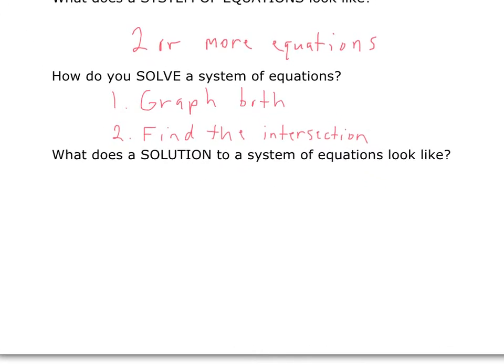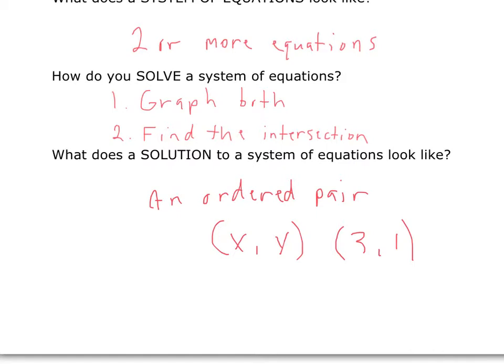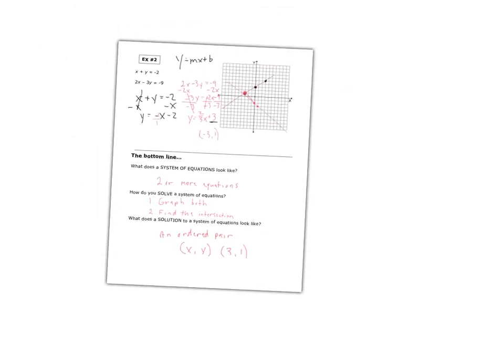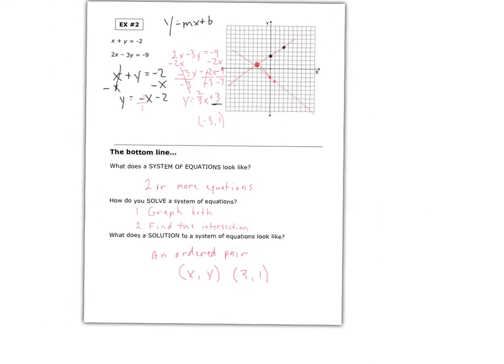What does a solution to a system of equations look like? Well, of course, it's an ordered pair. Your solutions are an ordered pair. So you should have a solution that looks like (x, y), or if I gave an example of an actual ordered pair, maybe something like (3, 1). Those are the 3 things you need to know about systems of equations. Make sure you have these things down on your paper, and we will do another quick example here.